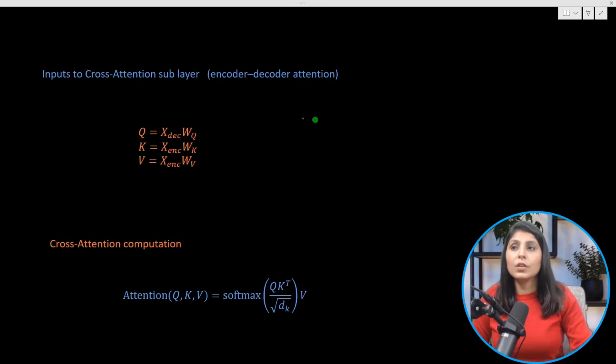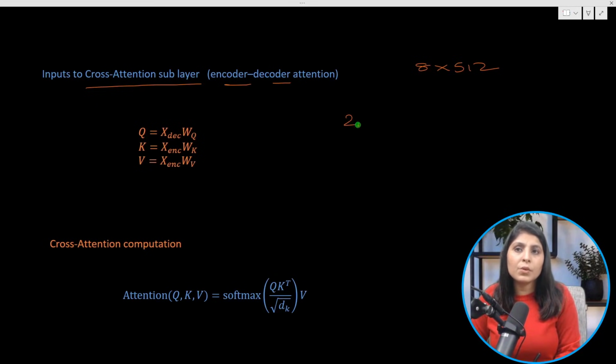After that, now we will use the next sublayer, which is the cross attention sublayer. And guys, this is the part where the output of the encoder will be used. Remember, the output of the encoder is T into 512. Over here, we will use that. So guys, this cross attention sublayer will have two inputs.